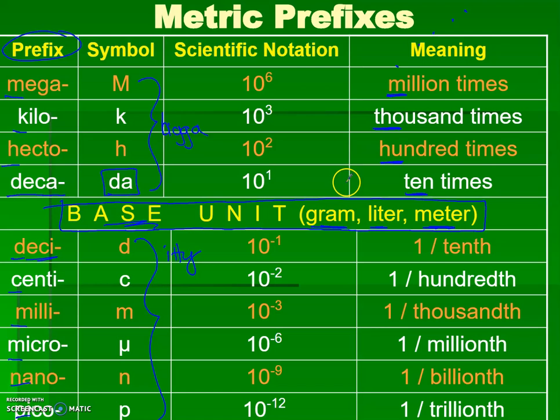Okay, and then when you get smaller, we start dividing by 10. This deci is 1/10, like a decimal. Oh, look at that. Centi, like cents in a dollar, there's 100 cents in a dollar. So a cent is 1/100th of a dollar. Milli is 1,000th. If you take Spanish or French, you know mil means 1,000.